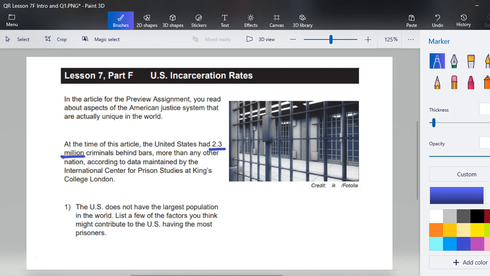Question number 1: the United States does not have the largest population in the world. List a few factors that you think might contribute to the United States having the most prisoners. This is a great time for you to hit pause, give some ideas and thoughts to question number 1, and then come back and I'll add a few comments to question 1.